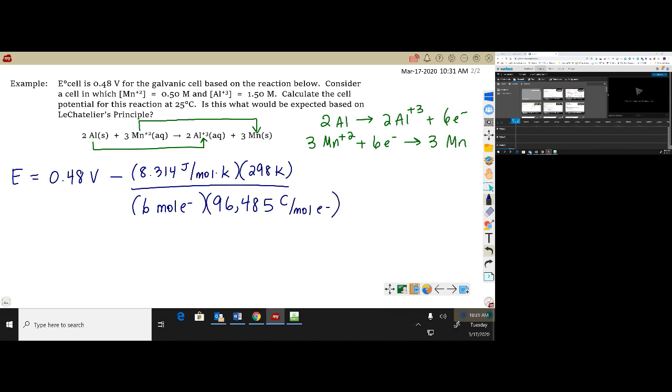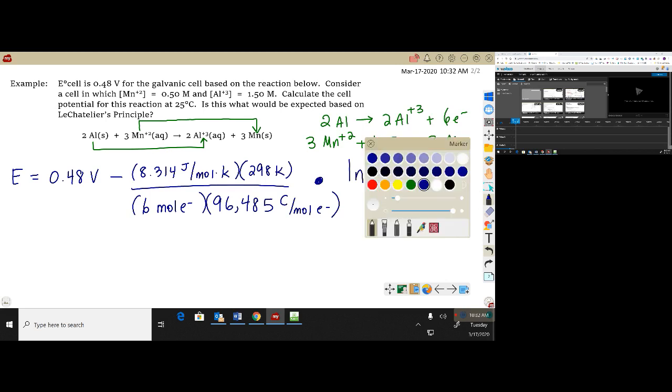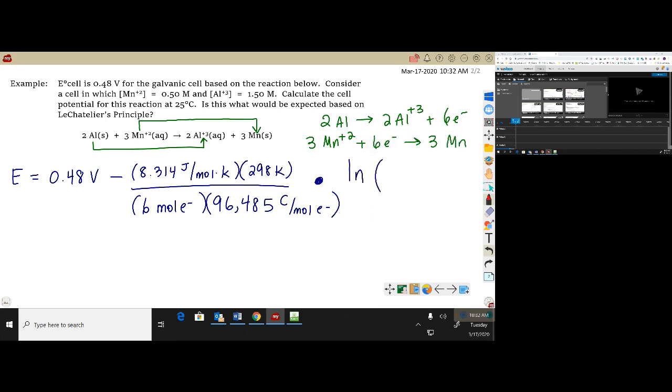And then F is my Faraday's constant right out of the packet. 96,485. In the packet, they'll use the units coulombs per mole of electrons. Oh my gosh, we barely have room for this thing. All of that times natural log of Q. Oh brother, we have to figure out Q. Okay, so Q looks just like K, the equilibrium constant, but it's with the conditions that we have. So we'll do a little sidebar, we'll plop it down here. Q equals products over reactants.